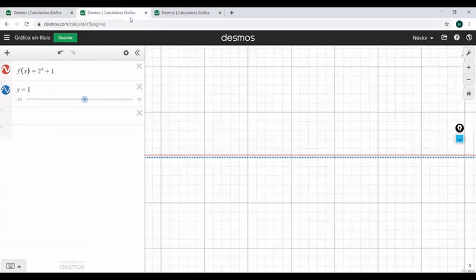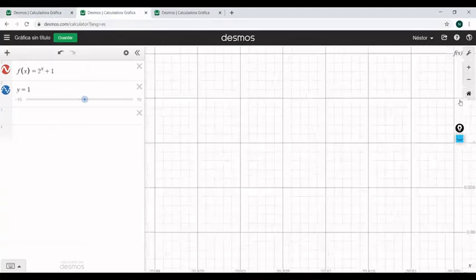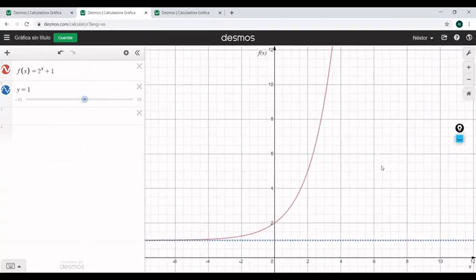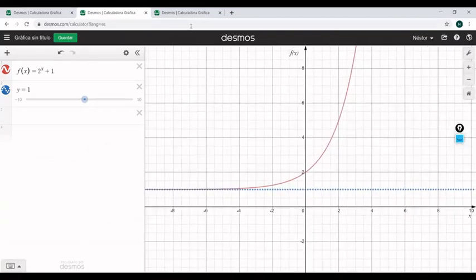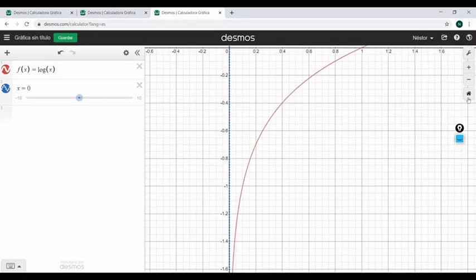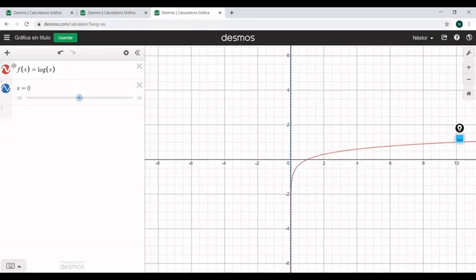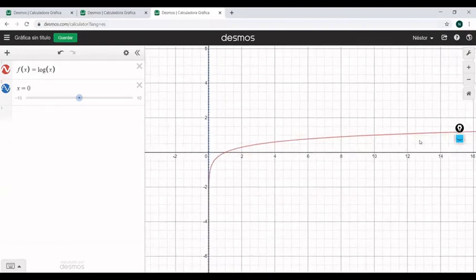I'm going to show you another vertical asymptote. This one doesn't have a vertical asymptote, but this one does. This is your function f of x equals logarithm base 10 of x, and it behaves in this way. This is your graph.